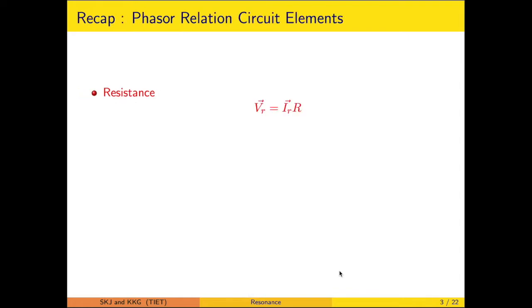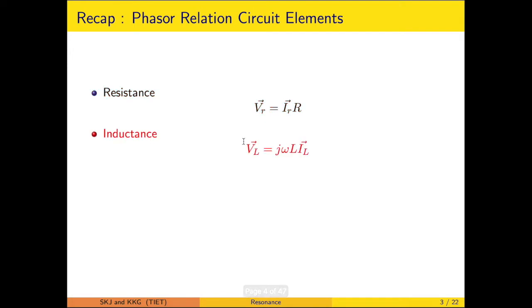Phasor relations of the current and voltage of different circuit elements: we have gone through this elaborately in the previous discussions, where we analyzed the series and parallel AC circuits. As a recap, VR is equal to IR times R. That suggests that the voltage across the resistance is in phase with the current through the resistance.